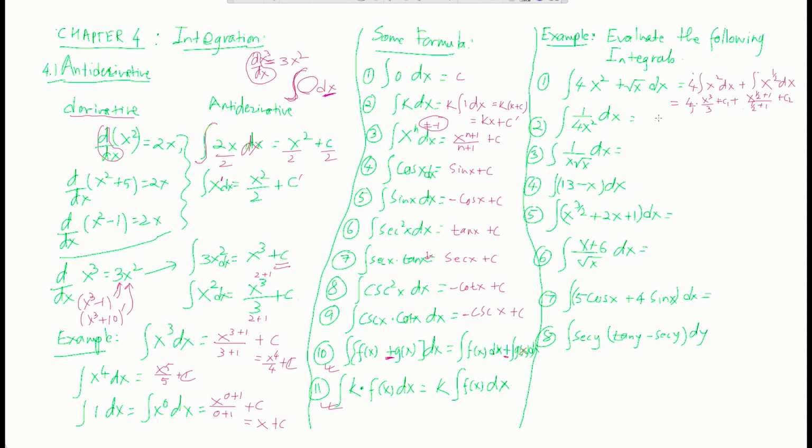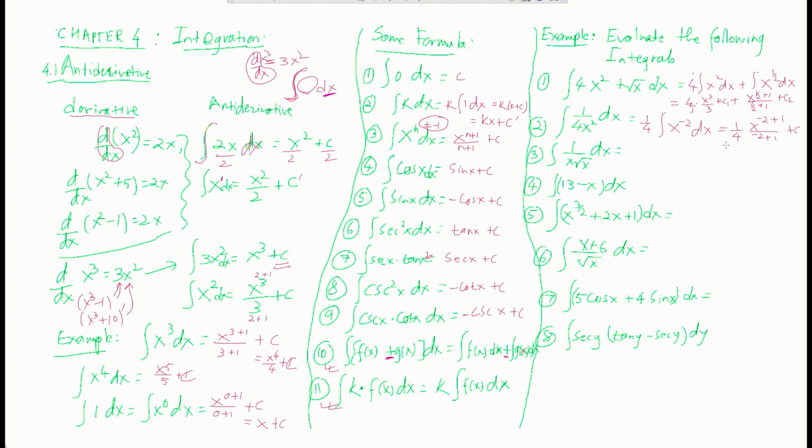Since 1/4 is a constant, you can pull that out. 1/4, and what is left is x to the -2 dx. You understand that? I moved this x squared to the top, but the 4 I pull to the front. So what is the formula? x to the n has x to the n plus 1. So there is 1/4 already. x to the n plus 1, -2 plus 1 over -2 plus 1 plus c, right?